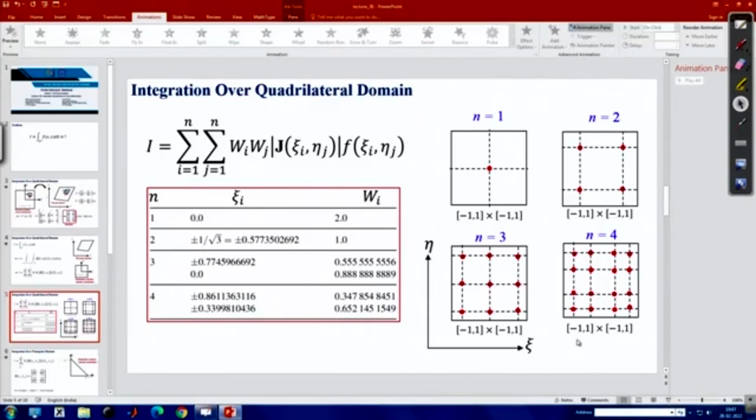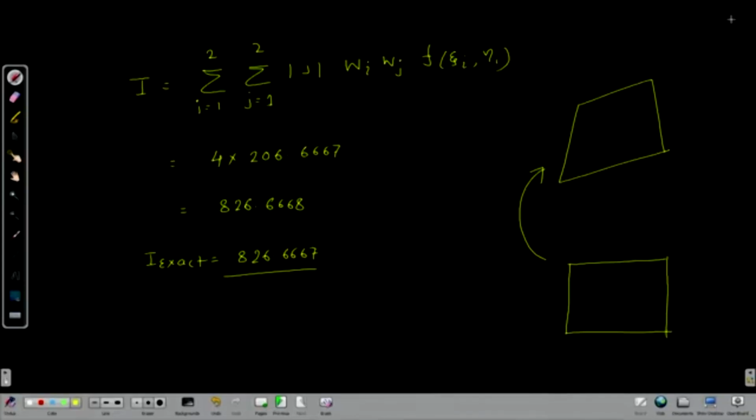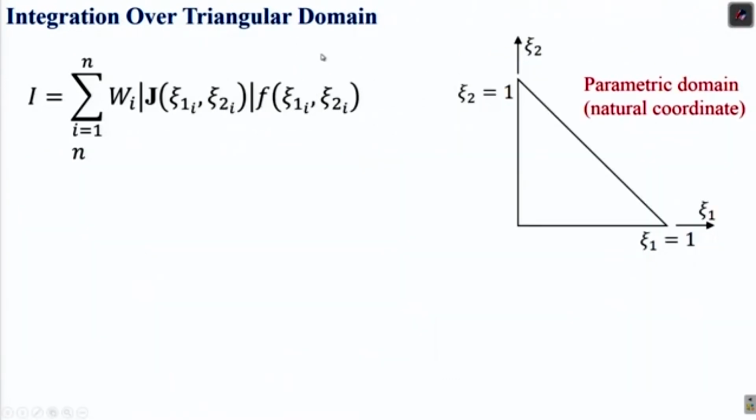Next, quickly see if I have to do the integration in other element, other domain, say triangular domain, how it is to be done. So for triangular domain, this integration is like this, where xi1 and xi2 are the natural coordinates.